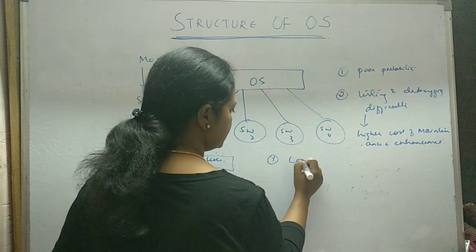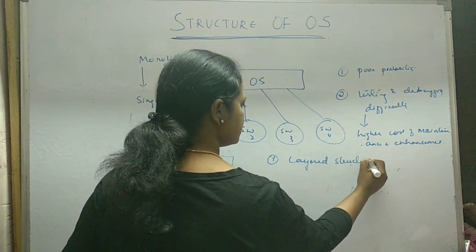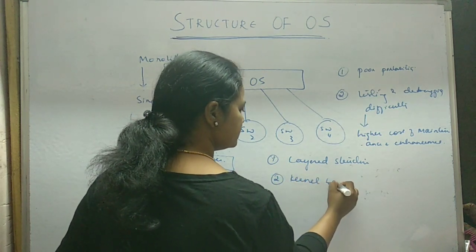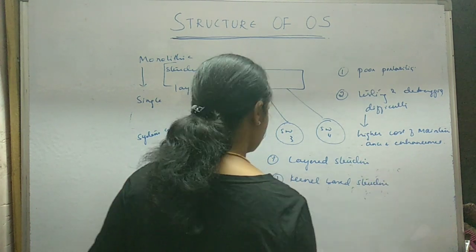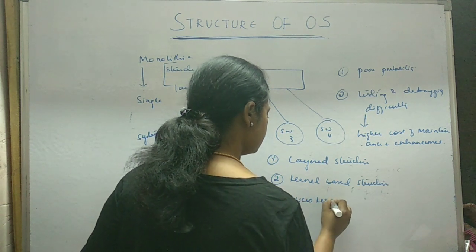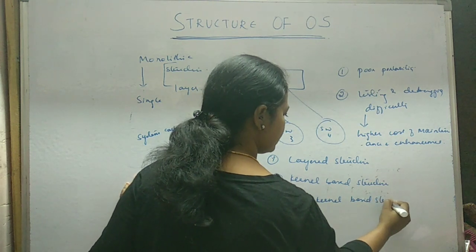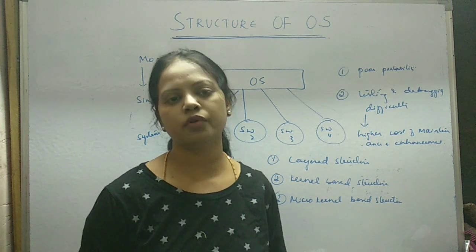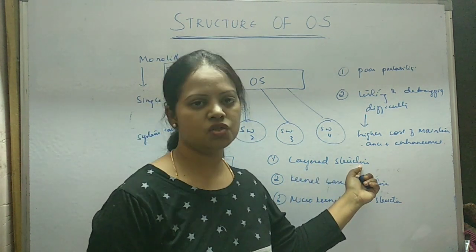one is the layered structure, then the kernel based structure, and the other one is the microkernel based structure. So these are the different kinds of structures of an operating system, and we will see what each structure means.